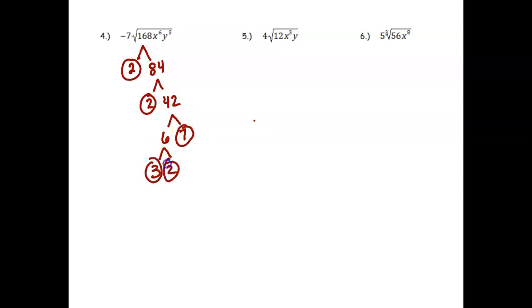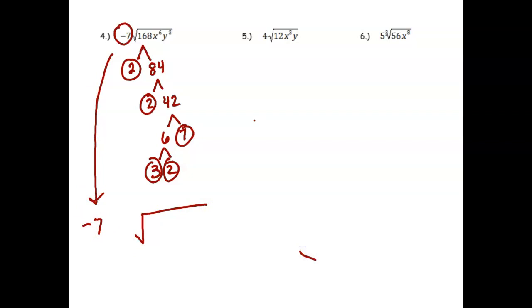Okay, so if we have 168, let's do 2 times 84, and then we'll have 2 times 42. And then let me do 6 and 7. 6 would be 3 and 2. Okay. All right, so on the outside, we have our negative 7 coefficient. All right, and then the radical.